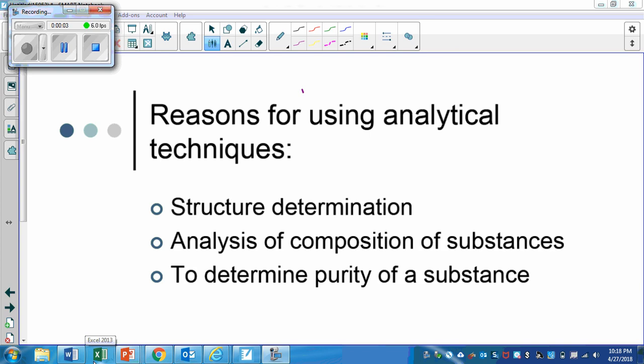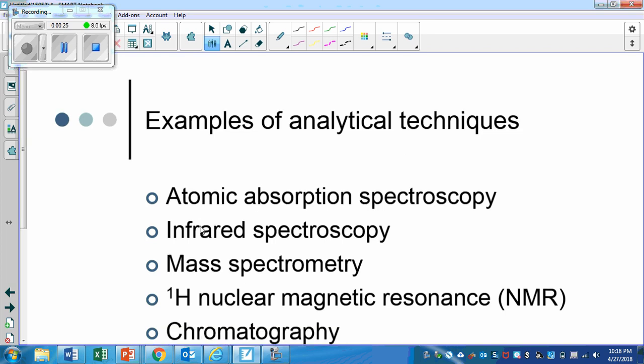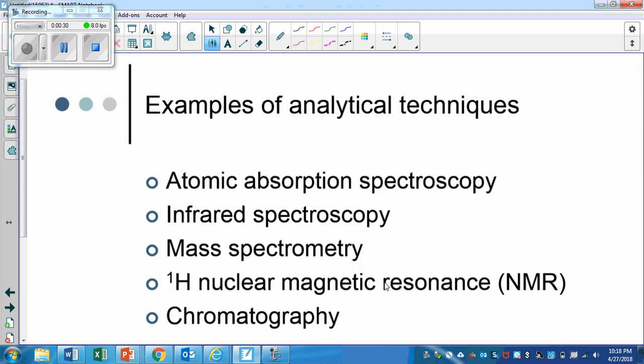Hello everyone. In this video we will be learning an analytical technique, and the technique that we learn today is mass spectrometry. We use this for multiple reasons, and I will discuss that in detail as we move forward. But before we get into any detail, here are some examples. We have atomic absorption spectrometry, infrared spectrometry, mass spectrometry, and nuclear magnetic resonance (NMR) spectroscopy. That NMR spectrum could be for hydrogen, carbon, or nitrogen. So these are all analytical techniques.